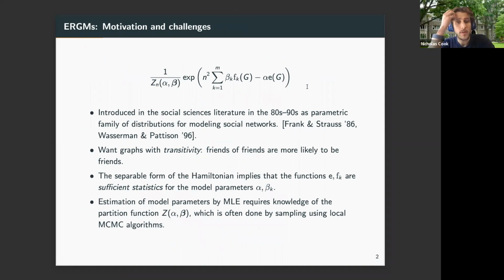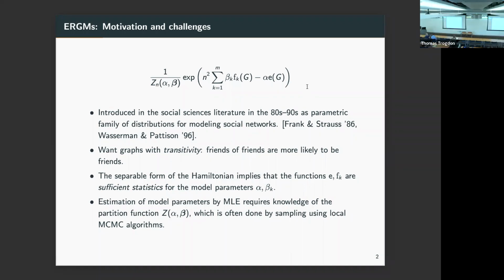All right, so some background. These models go back to the 80s, and they were introduced in the social sciences literature. They were starting to get interested in network science and social networks, and the hope with this class of distributions was that they could do parametric statistics on large networks by introducing these parametric families of distributions.